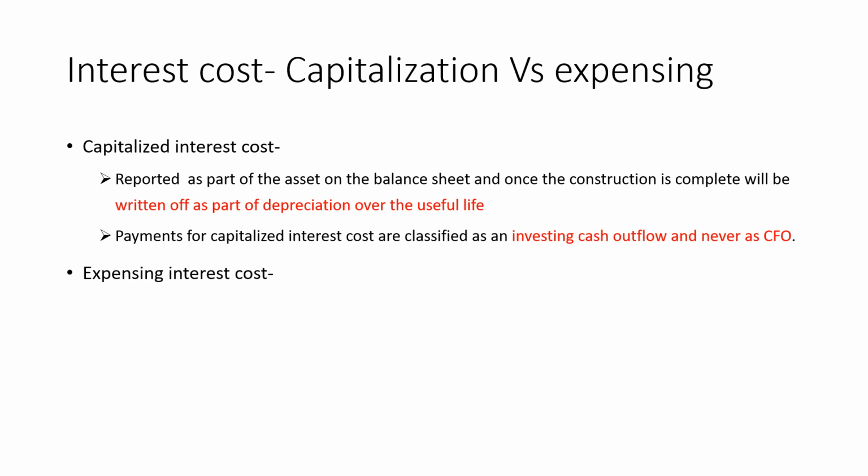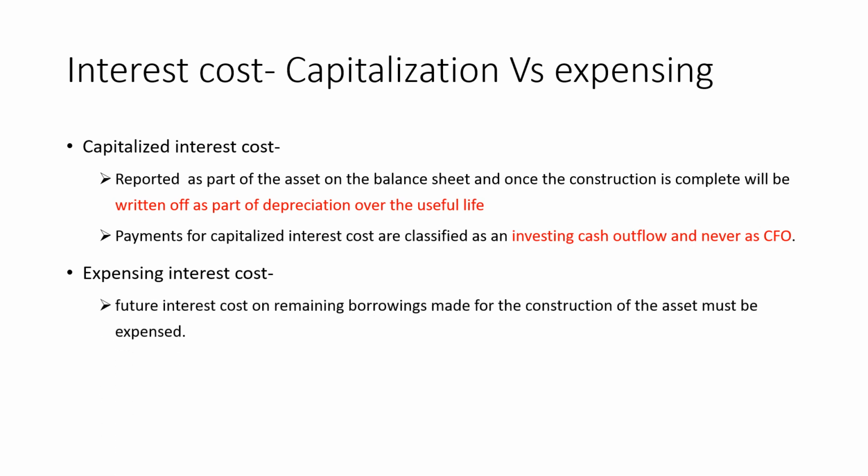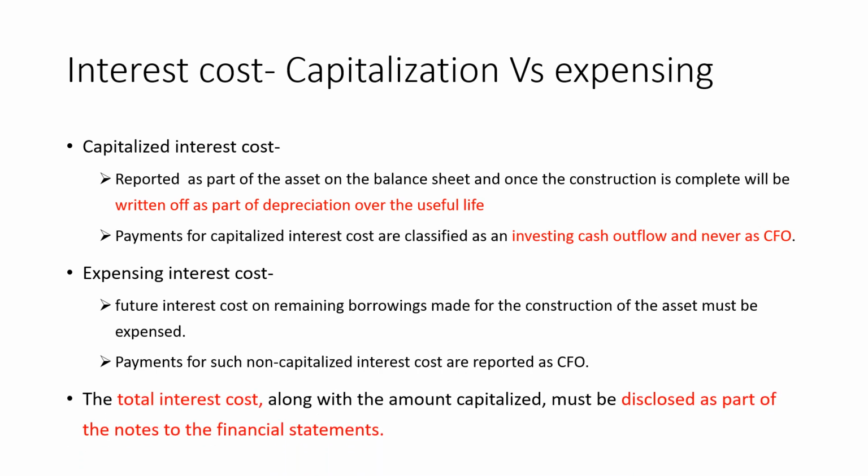Now let's see how we are going to treat expensing interest cost. Here, future interest cost on remaining borrowing made for the construction of the asset must be expensed. Payment for such non-capitalized interest costs is reported as cash flow from operations. The total interest cost, along with the amount capitalized, must be disclosed as part of the notes to the financial statements.